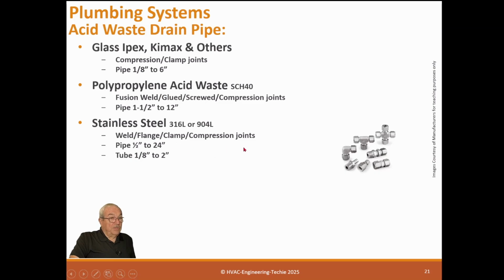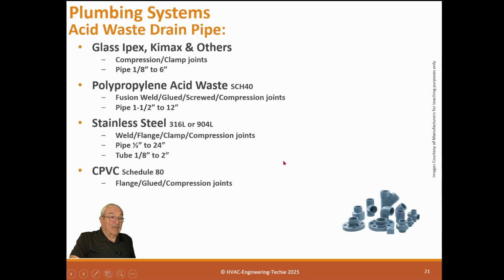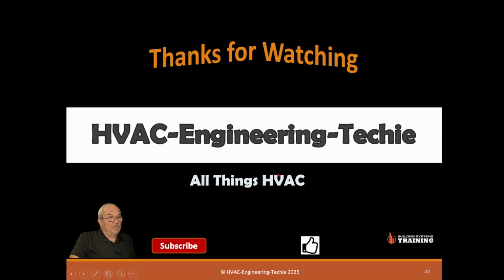A lot of tubing is used for acid waste. CPVC is Schedule 80, and it's normally a higher temperature, so it'll take a little bit higher temperature than PVC. Not real high. You can't go above 180, but still it can get up there where PVC can't do that at all. It's flange, glued, or compression joints, 1/8 inch to 12 inch. And that's basically it for sanitary piping.